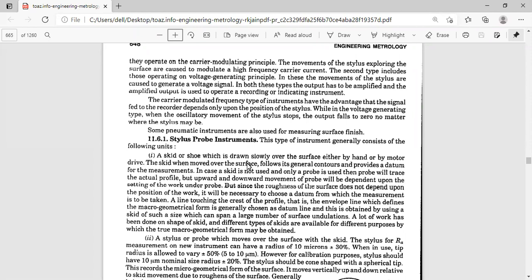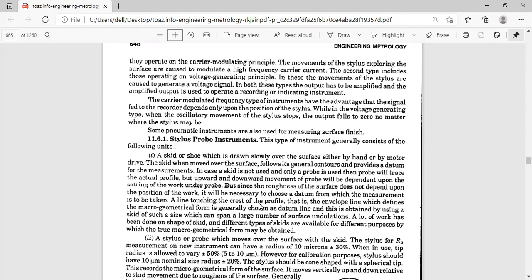But here, since the roughness of the surface will not depend upon the position of the work, you have to have that datum or reference from which the measurement has to be taken. That's a precaution, just like precautions in experimental methods or lab experiments. The instrumentation setting is very important. Unless and until you are satisfied with the instrumentation setting, you should not go for the measurement.